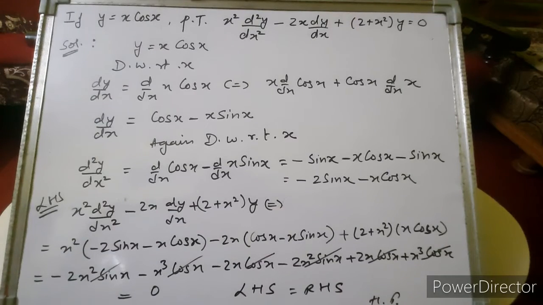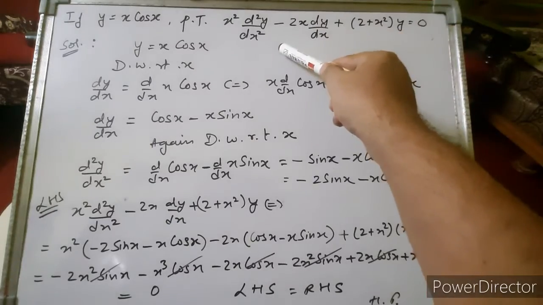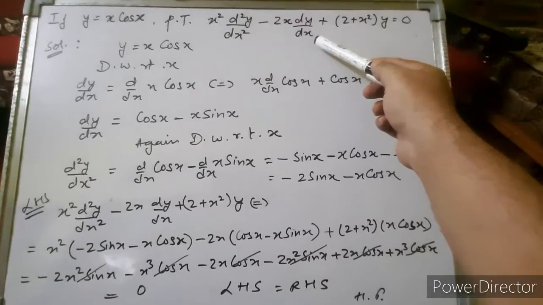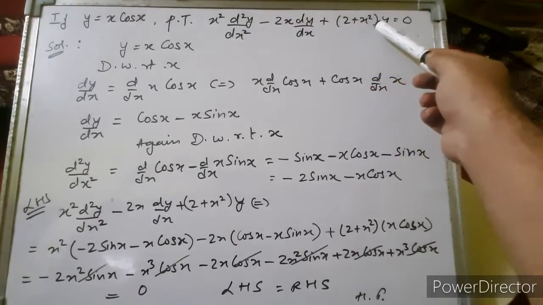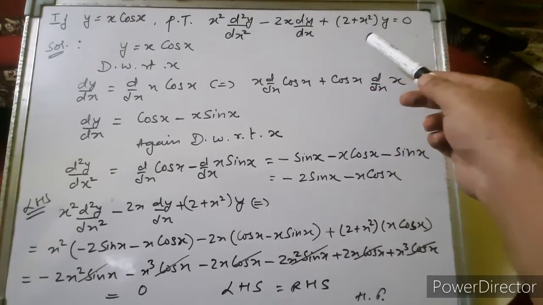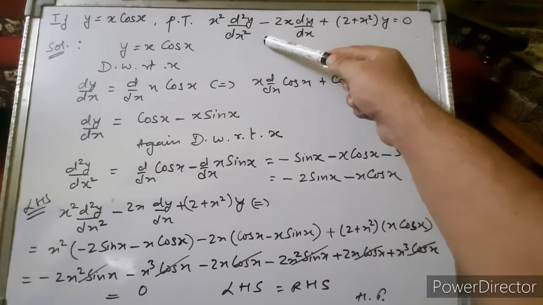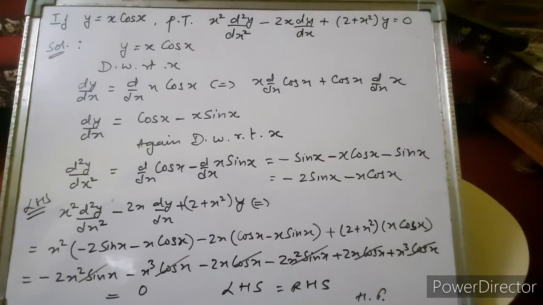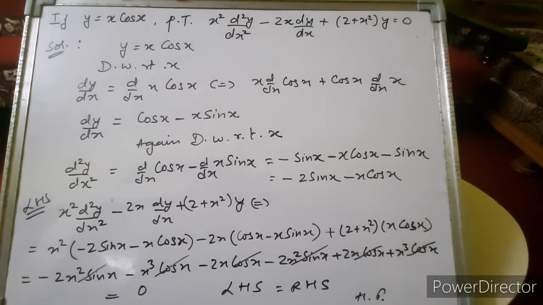Now we got the value of dy by dx and we got the value of d2y by dx2. Now here you can see the proving. We have to prove that x square d2y by dx2 minus 2x dy by dx plus (2 plus x square) into y equals 0. So what we'll do, we'll substitute the value of d2y by dx2, dy by dx and y, and prove that the right hand side value is 0. So if on solving we get 0, then we can prove that the left hand side and right hand side become equal, right?